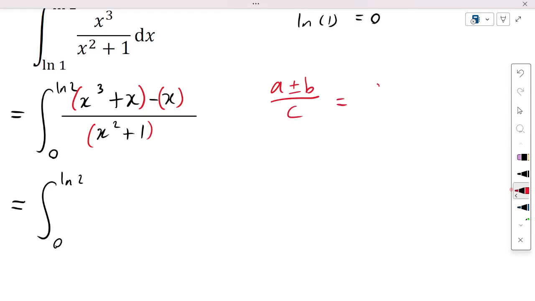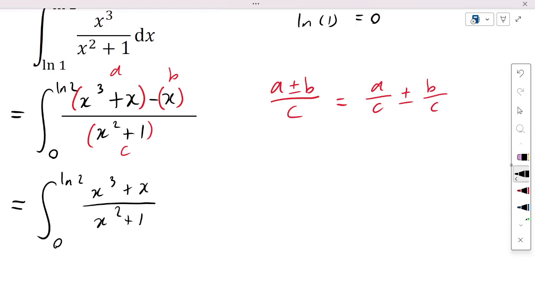This can also just give us a over c plus minus b over c, meaning that this is our a, this is our b, and this is our c. So let's just do exactly that. So we're going to have x cubed plus x divided by x squared plus 1, and then we're going to have minus x divided by x squared plus 1. Note how we kept the denominator the same throughout these two terms.